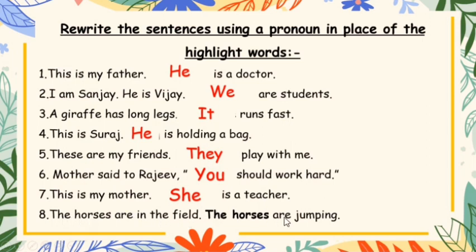The horses are in the field. The horses are jumping. In place of the horses, we'll use the pronoun they, plural. The horses are in the field, they are jumping.